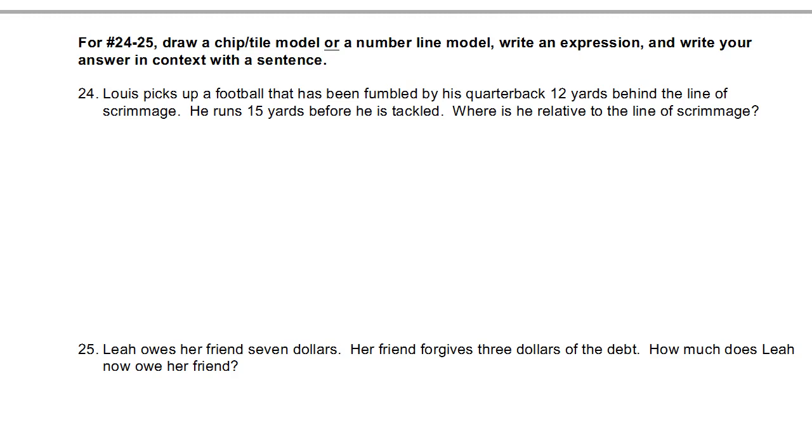Lewis picks up a football that has been fumbled by his quarterback 12 yards behind the line of scrimmage. So 12 yards behind, I would use a -12 to represent that. He runs 15 yards before he is tackled. So if he's going to run forward 15 yards, I'm going to add 15. And they want to know where is he relative to the line of scrimmage. So he was 12 yards behind to start, and he's run 15 yards. So we can probably all figure out where he's going to be, and we know what the answer is, but they did ask us for a model.